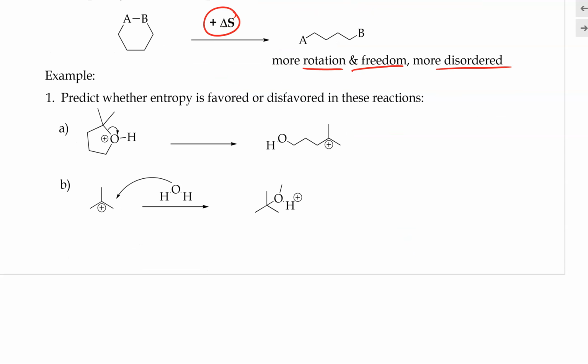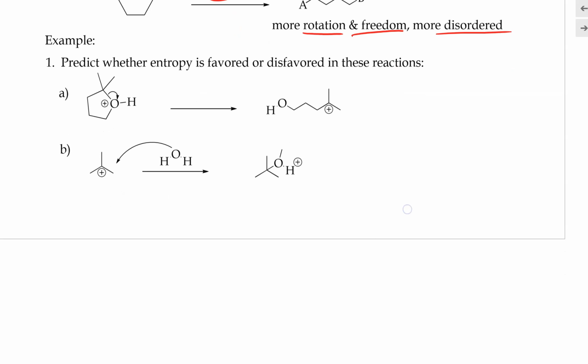And now let's do some exercise. Predict whether entropy is favored or disfavored in the following reaction. So what we have here is the breaking between a carbon and oxygen, where the electron would now be donated to the oxygen to form this following product. So what do you think? Would this product be favored or disfavored by entropy?